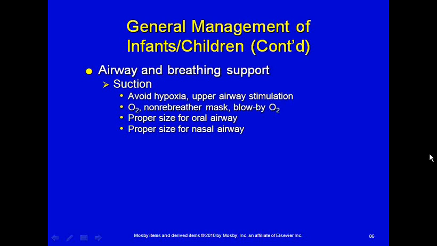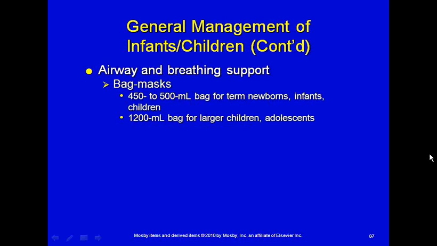Avoid hypoxia at all costs. Administer oxygen by non-rebreather mask, by blow-by, by bag valve mask ventilation. If you're going to have to artificially ventilate this child, make sure that you can do that prior to sticking anything in their mouth or nose. But then make sure that if you are going to be bag mask ventilating this child for any length of time, then size and place an appropriate oropharyngeal airway or nasopharyngeal airway.